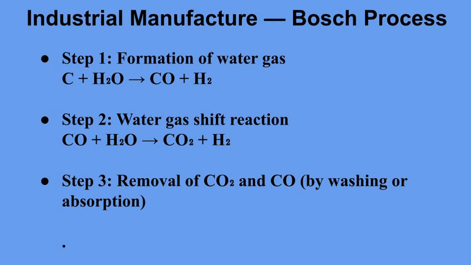In industry, hydrogen is produced by the Bosch process. First, water gas is formed by reacting carbon with steam. Then, carbon monoxide reacts with more steam to form additional hydrogen and carbon dioxide. Finally, carbon dioxide and carbon monoxide are removed, leaving pure hydrogen.